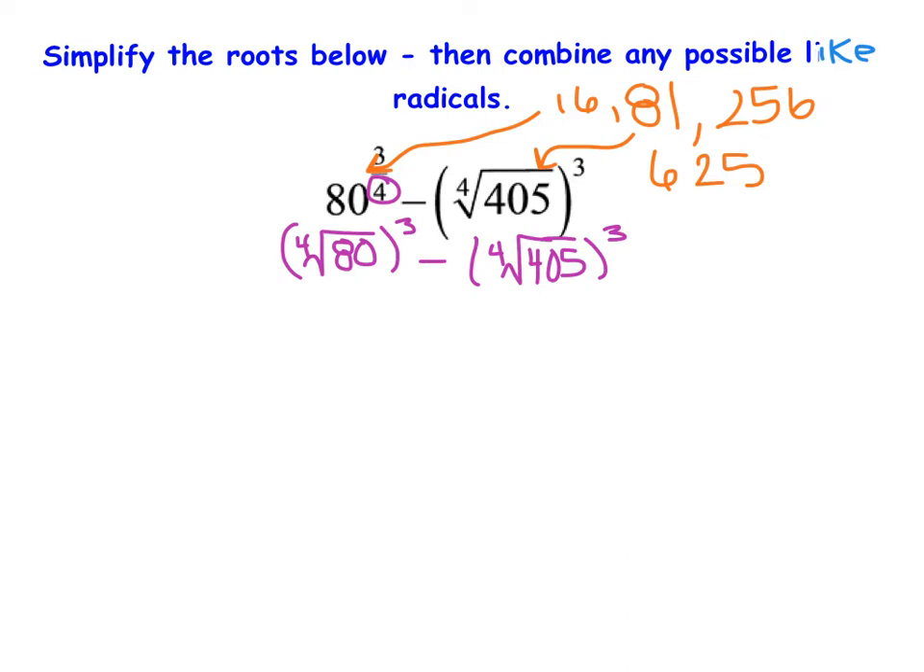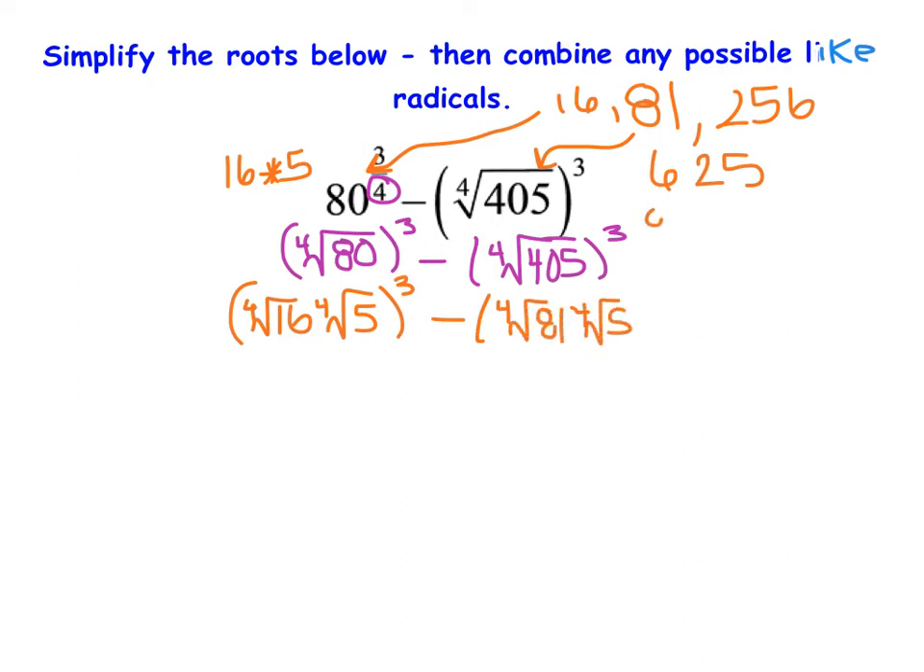So here I'm going to rewrite the fourth root of 80 as 16 times 5. So I'm going to do the fourth root of 16 and the fourth root of 5, minus, if I divide 405 by 81, that becomes the fourth root of 81 times the fourth root of 5, because 81 times 5 gives me 405. Then I put all of that inside the cubed. So that is where I start.